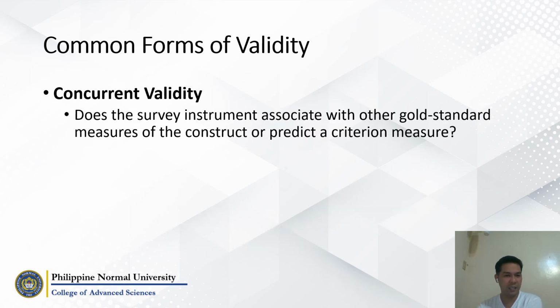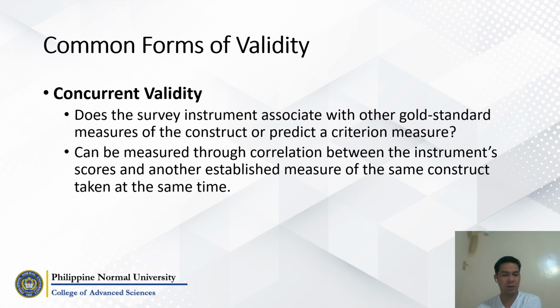For concurrent validity, the question that it answers is, does the survey instrument associate with other gold standard measures of the construct or predict a criterion measure? It can be measured through correlation between the instrument scores and another established measure of the same construct taken at the same time.